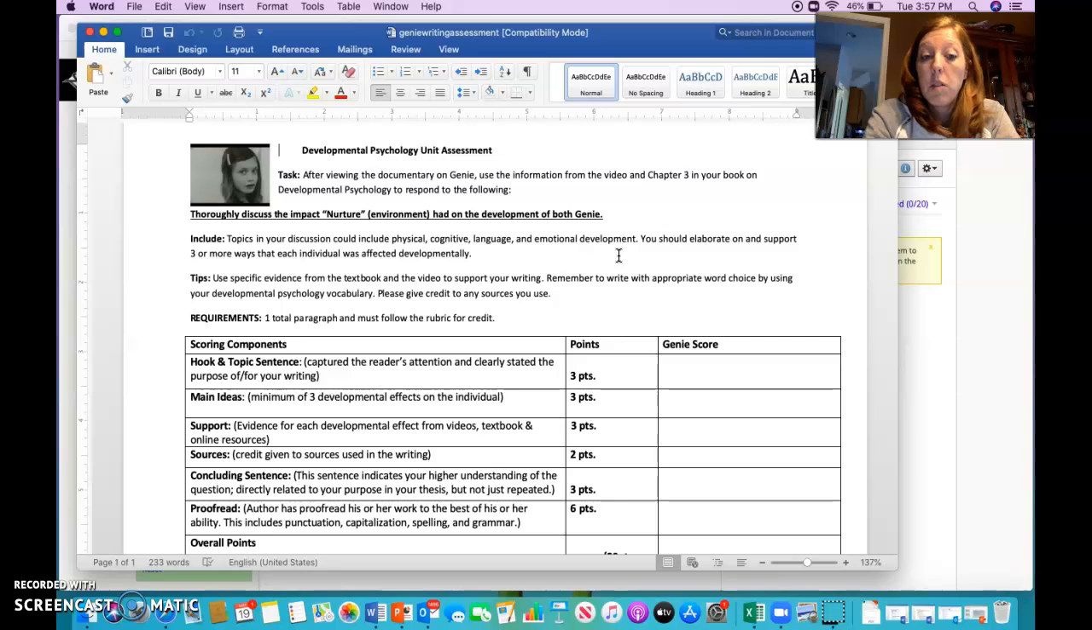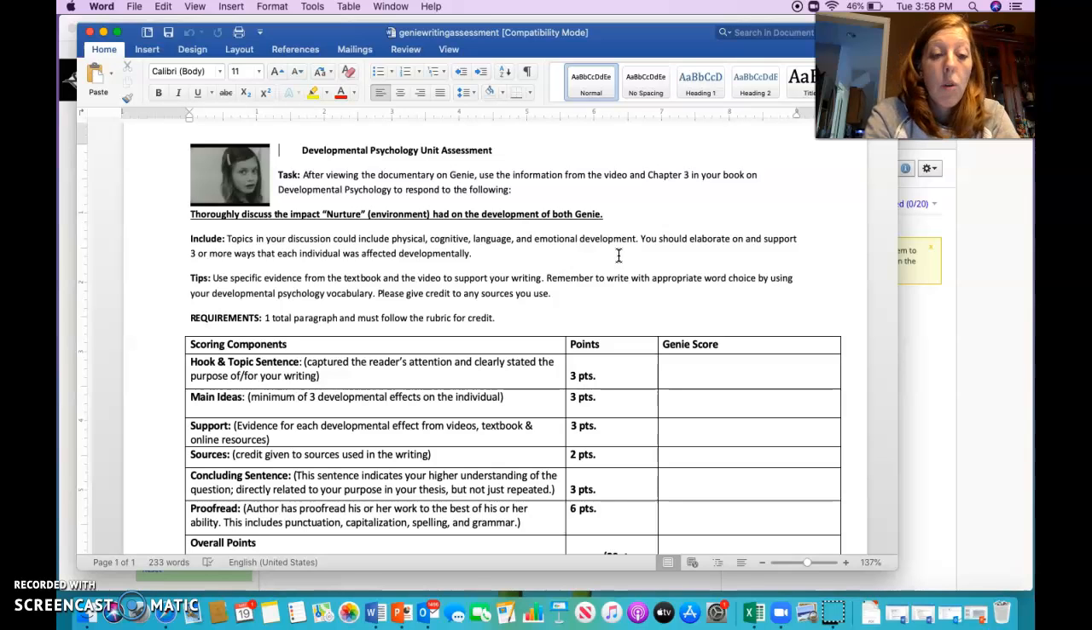You should use specific evidence from either the textbook, case study, the video documentary, and the article that I just went over with you. Remember to write your paragraph using appropriate word choice. You should be using the vocabulary that is in Chapter 3 for developmental psychology. And if you use a source, either from your textbook or from an outside source, then you should give credit to it. You should cite it.